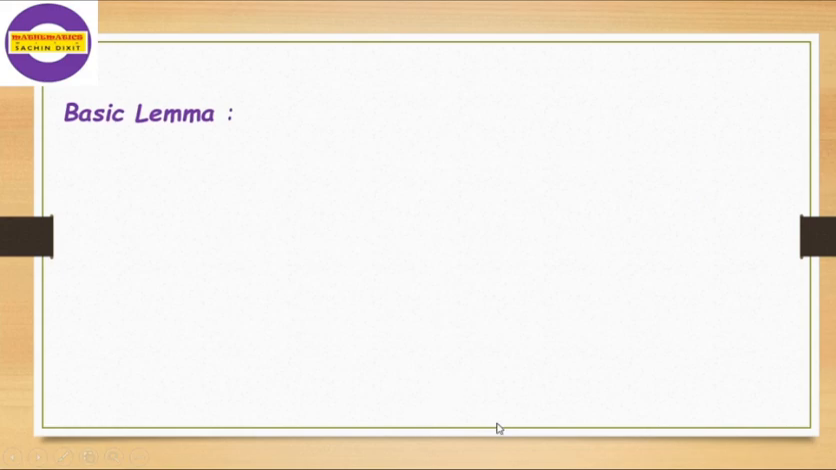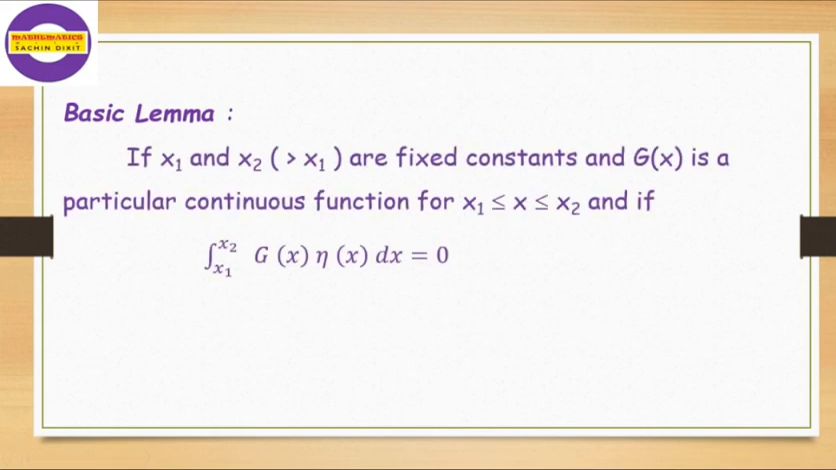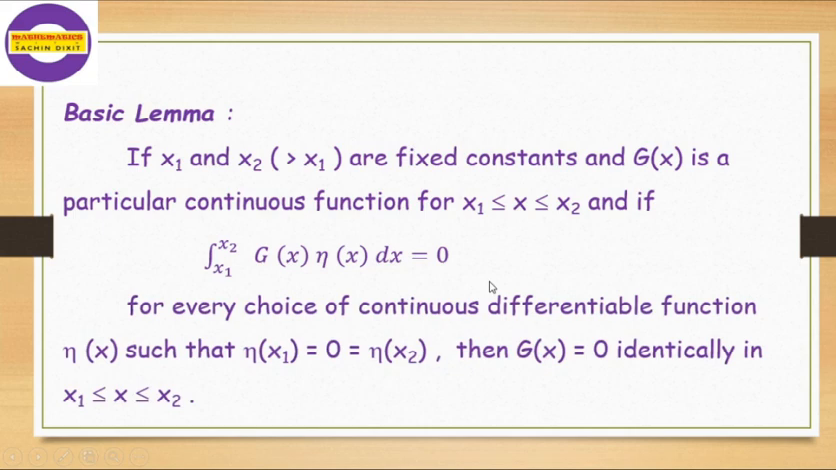Now we discuss the basic lemma with proof. Basic lemma of calculus of variation: if x1 and x2, greater than or equal to x1, are fixed constants, and g of x is a particular continuous function for x1 less than or equal to x less than or equal to x2, and if the integral from x1 to x2 of g of x times eta of x dx is equal to 0 for every choice of continuous differentiable function eta of x, such that eta of x1 is equal to 0 and eta of x2 is equal to 0, then g of x is equal to 0 identically in x1 less than x less than x2.